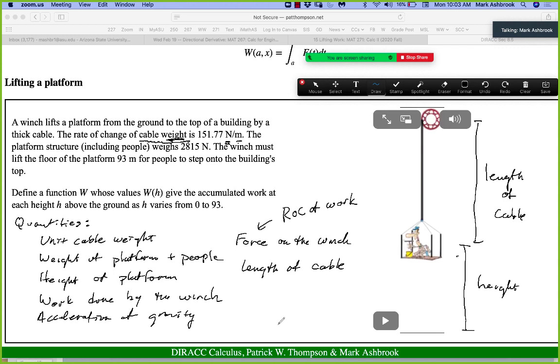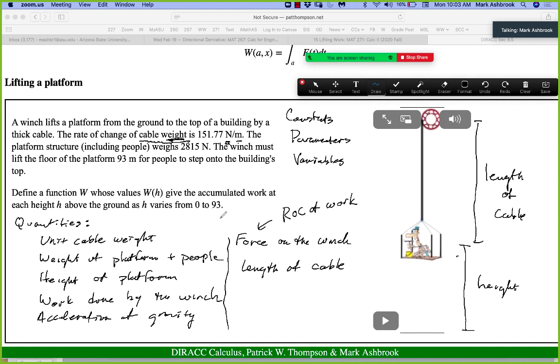Okay, so now let's talk about which of these quantities are constant quantities in the situation, which we call parameters. There's constants and parameters and variables. Constants are the same no matter what situation you're talking about. Parameters stay constant in the given situation, so they're not going to change for us. But if we had a different winch and a different platform, those might change. And then variables are going to vary in this situation. As this situation unfolds, those quantities will actually change.